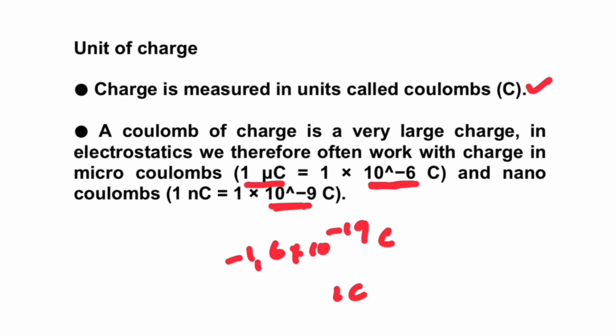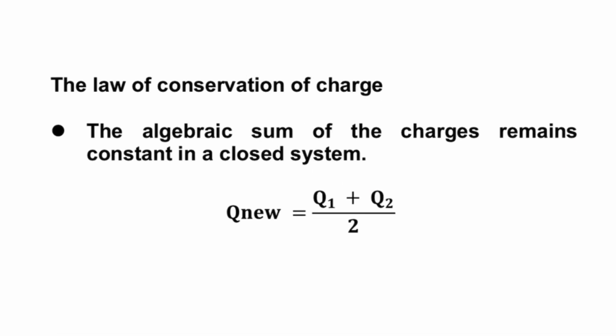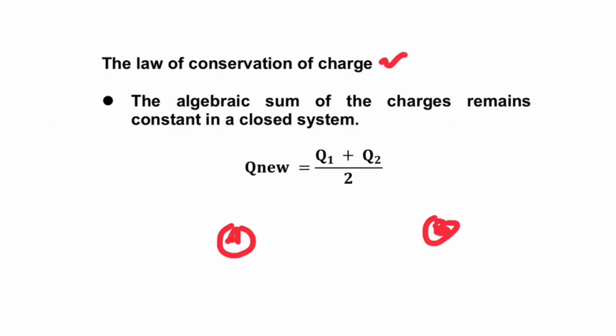We talked about the principle of charge quantization. Let's talk about the law of conservation of charge. The algebraic sum of the charges remains constant in a closed system. So this is the law of conservation of charge. If we have two spheres, A and B, and you let these two spheres touch, and after that you separate them, what will be the new charge on the spheres?